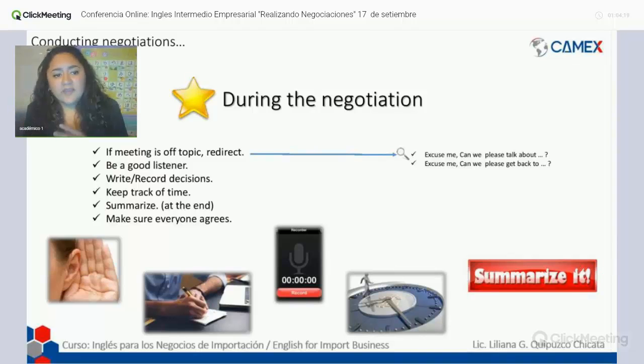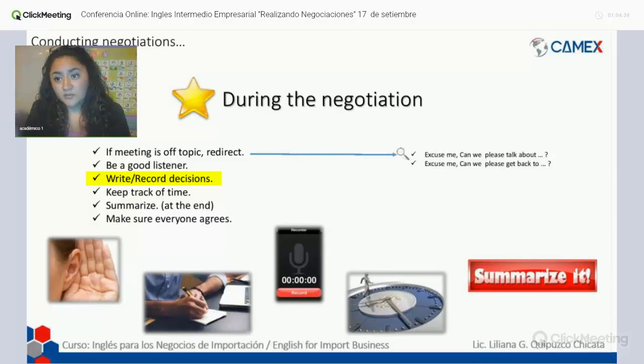Then write and record decisions. In this case, if you are able to have, let's say, a little notebook, and you're able to write the decisions that you made, or maybe a specific piece of information that you need to remember later, try to write it. If you're able to record, it is better.